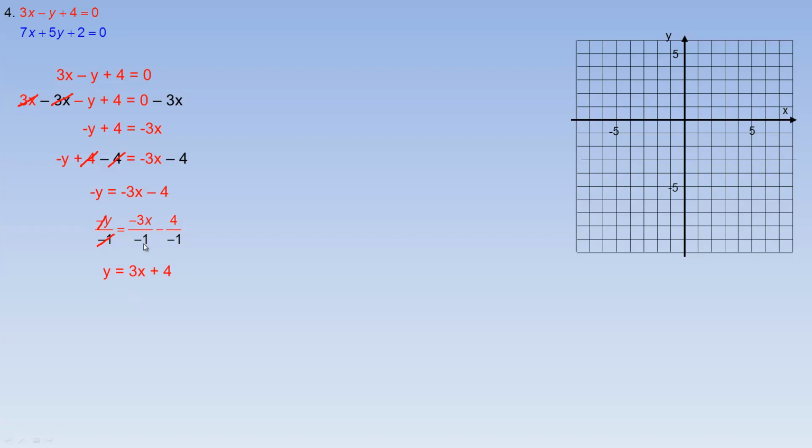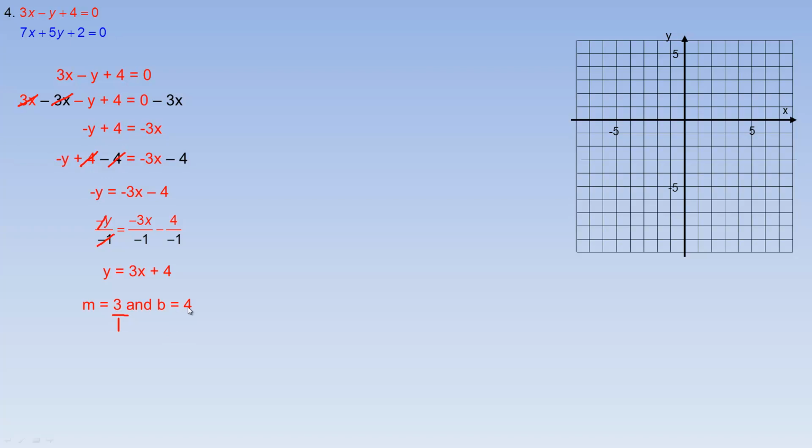And negative 3x divided by negative 1. Negative 3 divided by negative 1 is positive 3. And negative 4 divided by negative 1 is positive 4. So the slope would be 3 and the y-intercept would be 4. And another whole number here, so again, same as having a denominator of 1.